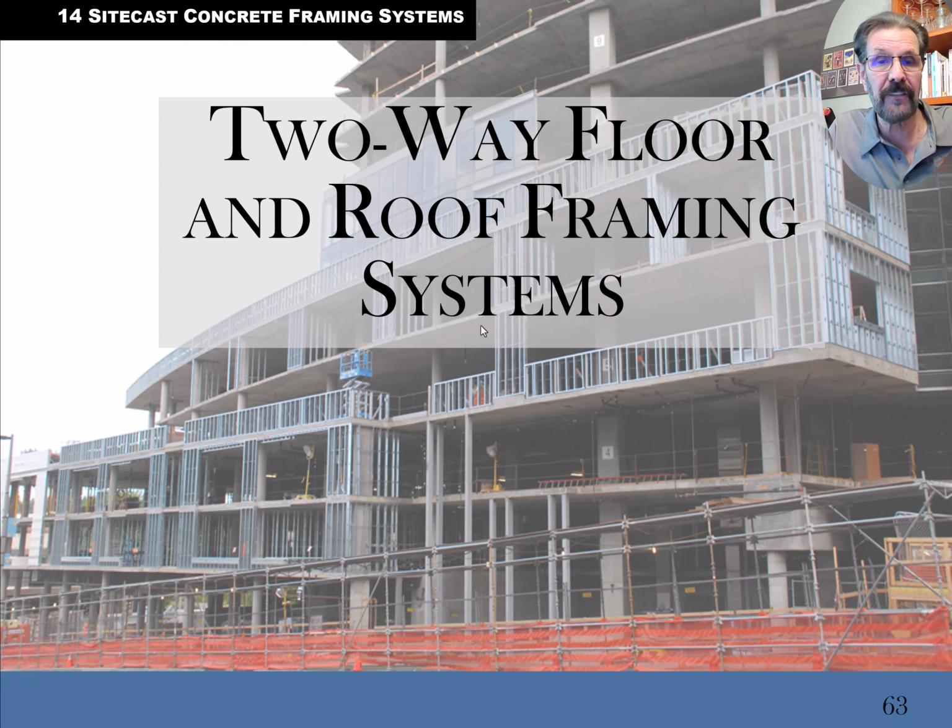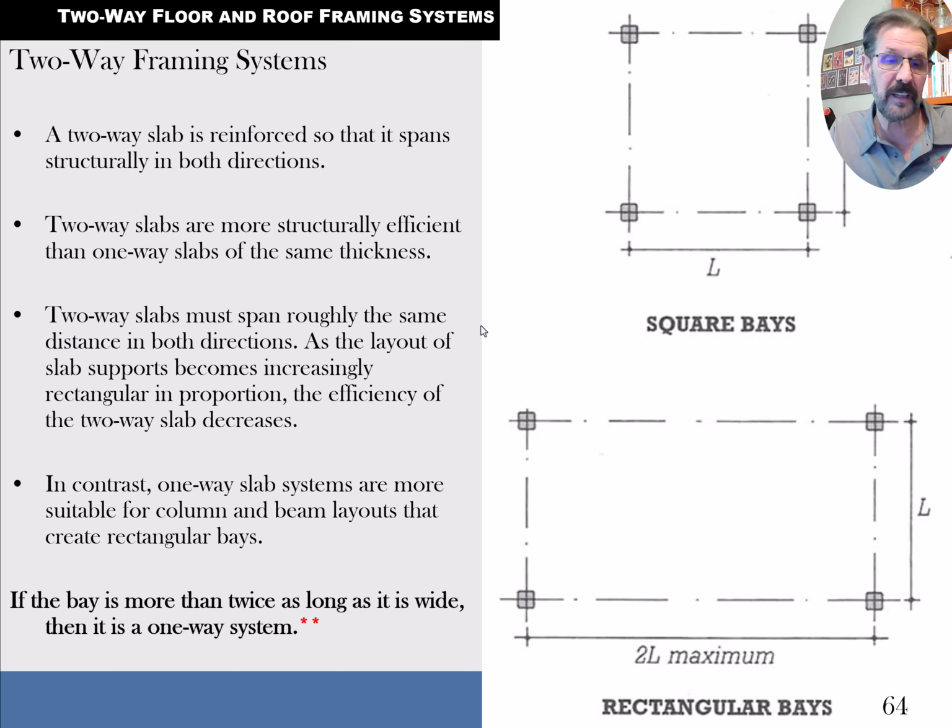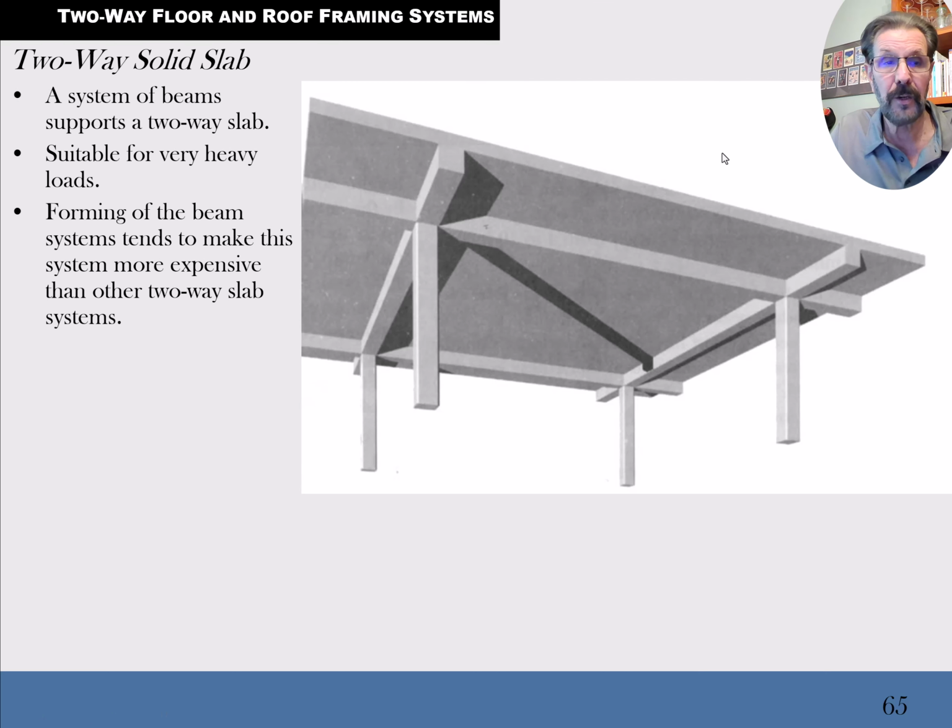So first of all, the definition. I've already said it out loud, but I didn't have this diagram before to show you. If the length of the bay is at least twice as long as it is wide, then it's a one-way slab, rectangular bay. If the bay is anything less than that, and especially if it's just a square, then it's definitely a two-way slab. So here's a two-way slab because the space between the various beams is pretty much a square.